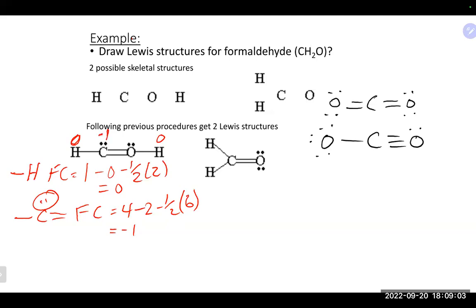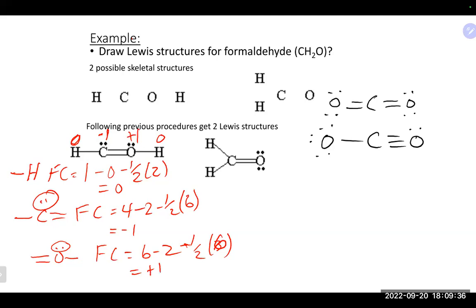And lastly, our oxygen here looks double bonded like so. Its formal charge is 6 minus 2 minus 1/2 of our 3. So that is 6 minus 2, which is 4, minus 3. So that's going to be +1 in this case here. Any questions on that?